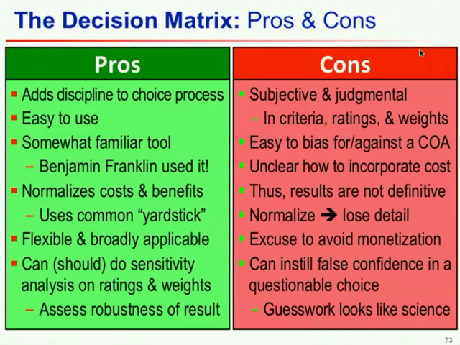It can instill false confidence in a questionable choice, right? The idea is, look, we've got all the numbers, they say this, we put it in the model and it comes out, right? It makes guesswork look like science sometimes. You assign numbers, and in the end it makes it look like it's less subjective than it is. And so it can blind you to the fact that you really are making a subjective assessment. You assign numbers to it, and somehow it makes it seem more scientific.